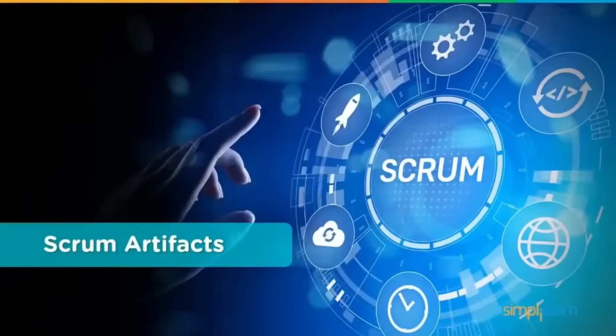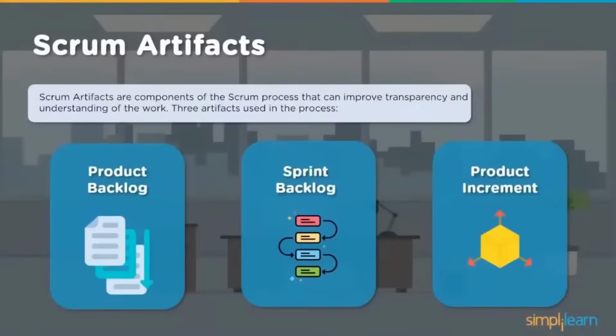So there are certain artifacts to look at when it comes to Scrum, so let us look at that. Now we speak about the artifacts, which are the components of the Scrum process that can improve transparency and understanding of the work. There are three artifacts mainly, which we call product backlog, sprint backlog, then product increment. So let us see each one by one.